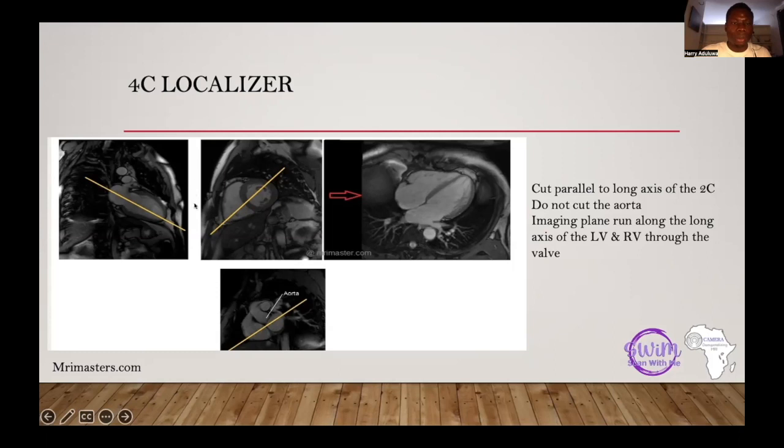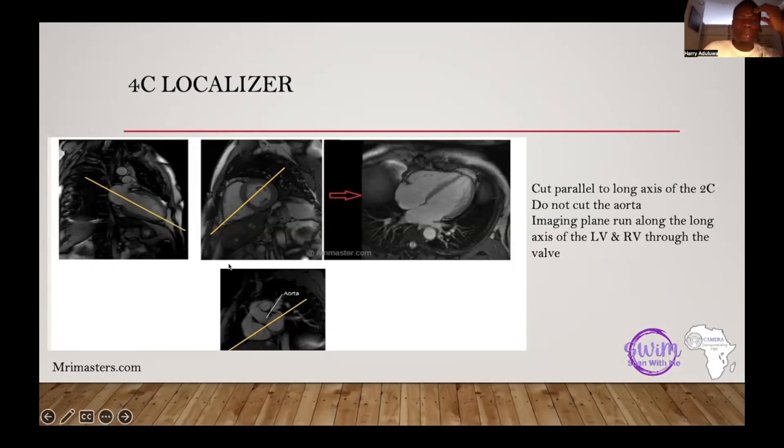To get the four chamber of this nature, you are going to cut across the left ventricle and the right ventricle on the longest plane. Look at this here, on the longest plane, cut across. Then you adjust your plane on the two chamber to make sure it also cuts on the longest plane.